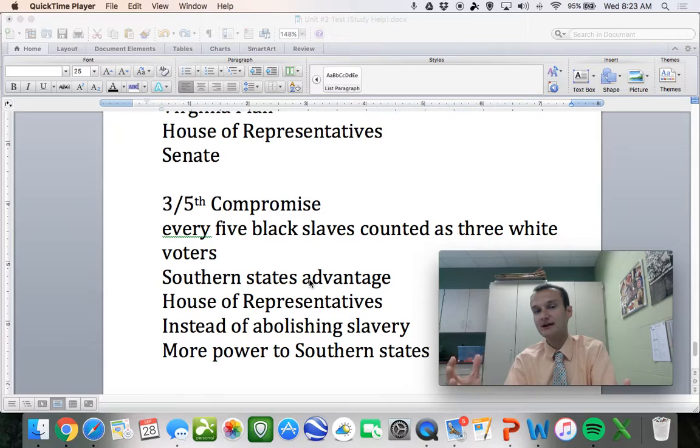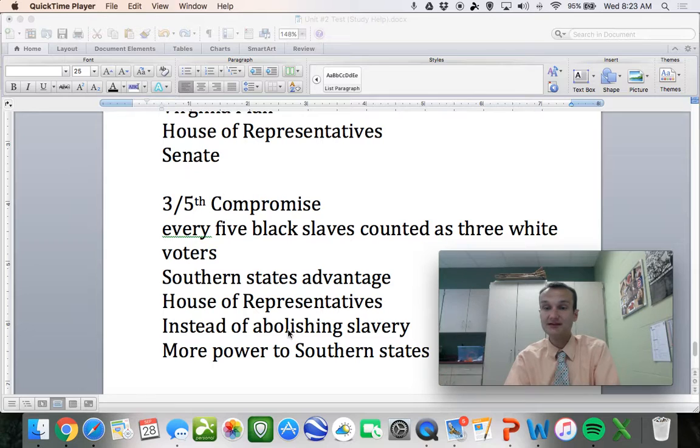And so they wanted to count their black slaves as part of their representation in the new government. And so the southern states knew that if they did, they would have a huge advantage, a southern states advantage. Because by passing the Three-Fifths Compromise, they can say, we have 3/5 of people who are black slaves, and that makes us have more representation in the House of Representatives. And the United States did this instead of abolishing slavery, which gives more power to southern states in the House of Representatives.